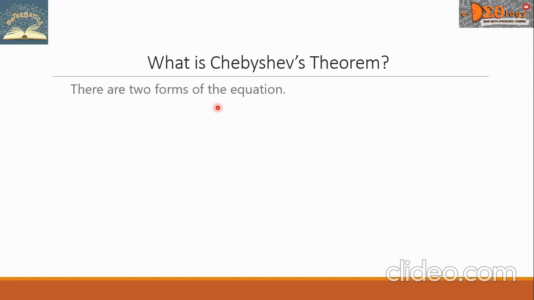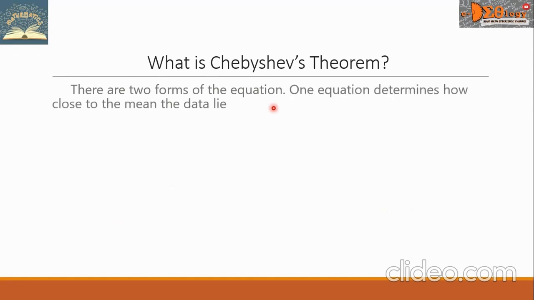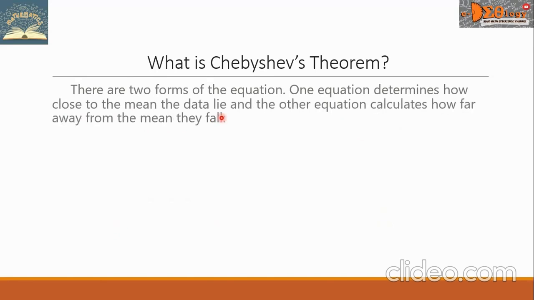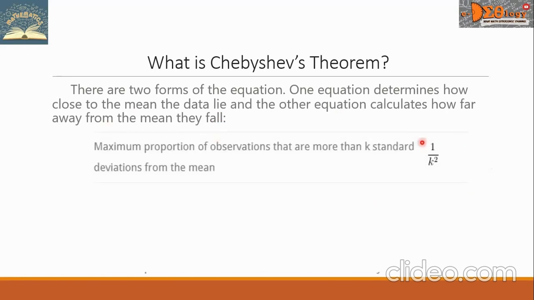There are two forms of the equation. One equation determines how close to the mean the data lie, and the other equation calculates how far away from the mean they fall. The first formula is 1 over k squared. This is the formula for the maximum proportion of observations that are more than k standard deviations from the mean.